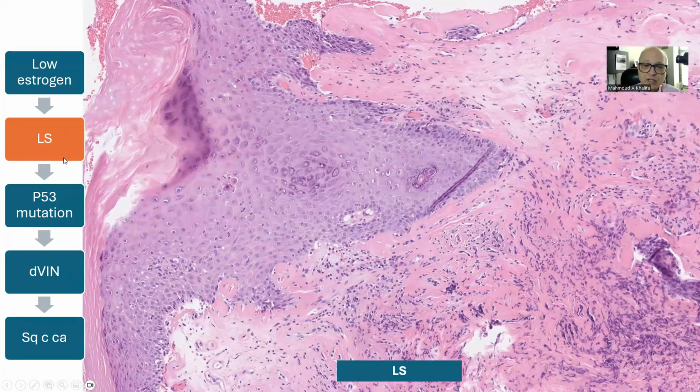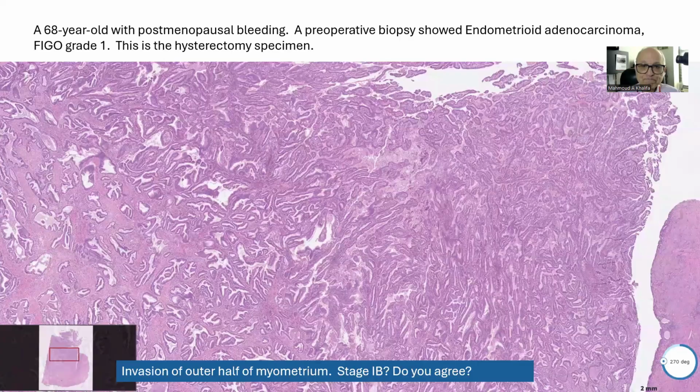Now she has lichen sclerosus. If that progresses over time, there will be p53 mutation, and that will lead to differentiated VIN or DVIN, which leads to squamous cell carcinoma. I think our patient here doesn't have DVIN, she just stops at the level of lichen sclerosus. What are they going to do to this diagnosis? They will give her estrogen.